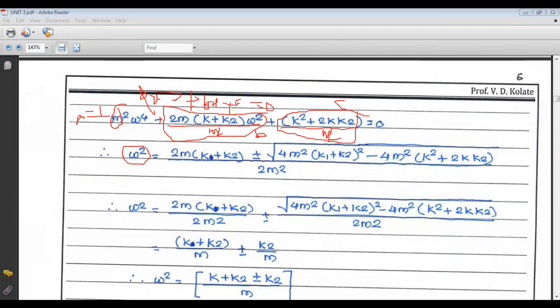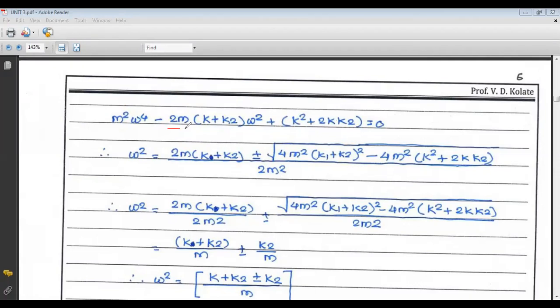Or we can take this as the same value. So 2 into m square, we can take as the value of m also. So omega square is equal to, now what is the value of b? b is the value of this. So minus b plus or minus 2m (k plus k2) plus or minus square root of b square. So what is the value of b square? This value squared, that becomes 4m square (k plus k2) square minus 4ac.